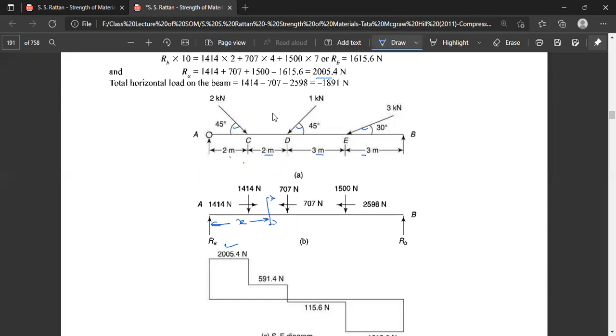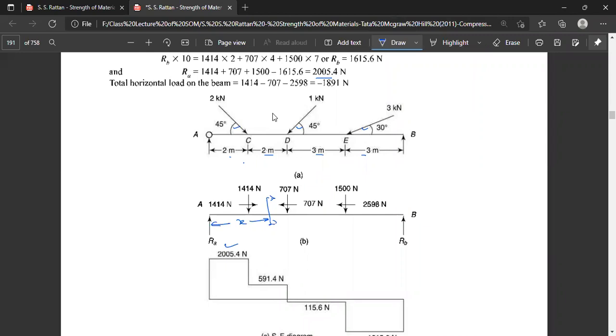Take the section X here. There we have two vertical forces. One is RA, 2005, acting upwards, which is positive, and another vertical force, 1414 Newton, which is acting downwards, which is negative in nature. So the difference between the two will give us the shear force, 591.4, acting between the point C and D.